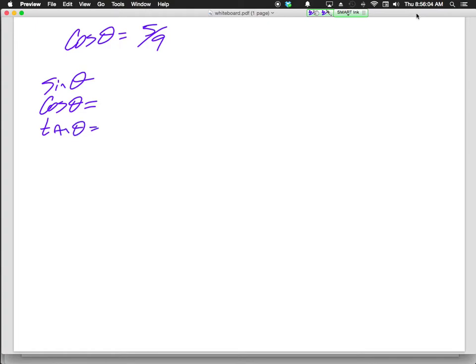It says cosine of theta equals 5/9. So it gives me one trig function. It wants me to find the other 5. So again, I want you to set it up. Give me all 6 of them at the same time. So I want sine, cosine, tangent, and then I want cosecant, secant, and cotangent.